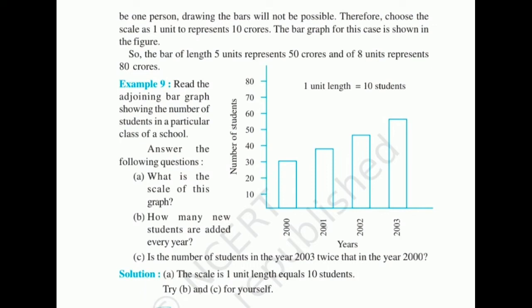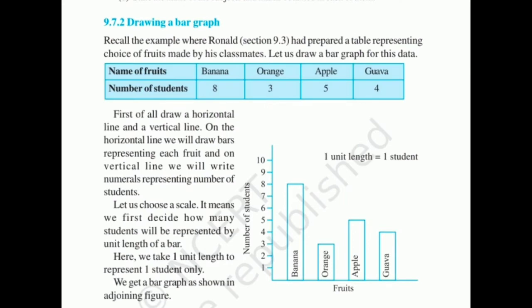What will be the answer? The first, what is the scale of this graph? The scale is 1 unit length equals 10 students. How many new students are added every year? Every year 10 new students have been added. Is the number of students in the year 2003 twice that in the year 2000? According to the graph, yes. Drawing of a bar graph.